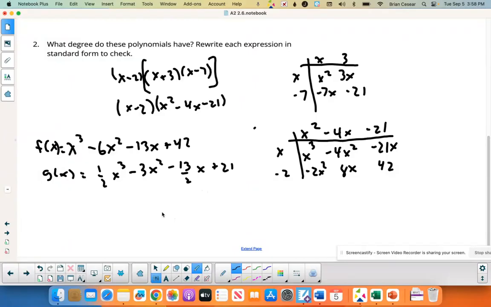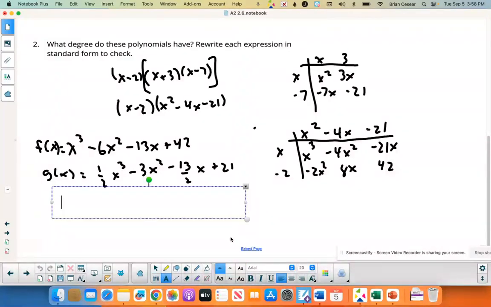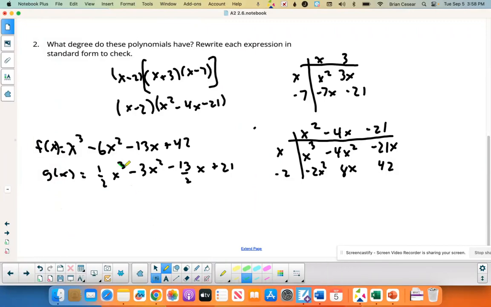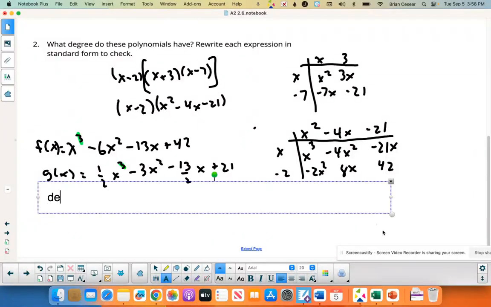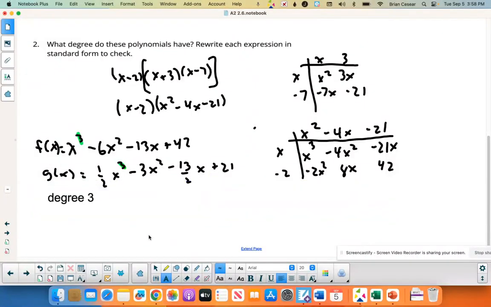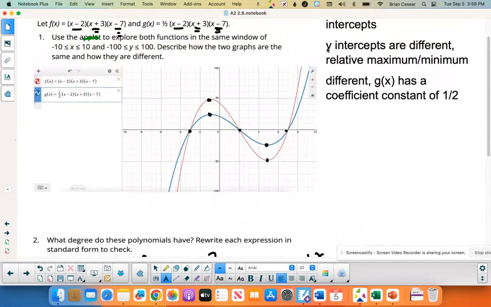So what degree do these polynomials have? Obviously, the highest power is 3 for both of these. If you look right there, 3, 3. So the degree is 3. And there's my standard form. Okay. And now that makes sense because the constant tells you the y-intercept. So 42 and 21, you can see that the f of x has a y-intercept up here like 42. The blue one's at 21.